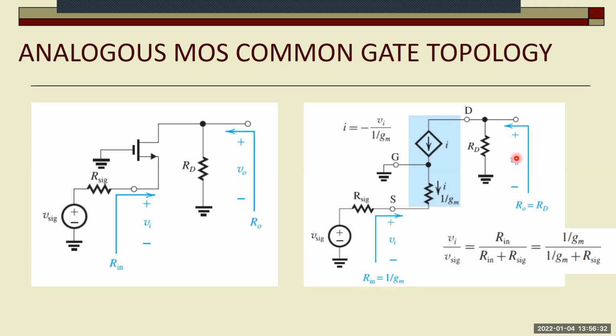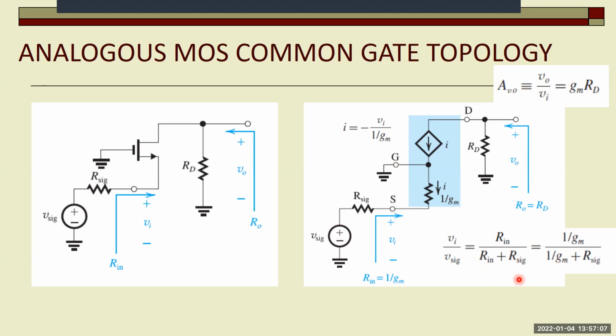What is the signal dividing role of Rin and Rsig? Since the signal is applied between here and there, it's basically Rin divided by Rin plus Rsig, and Rin is 1 over GM, so it's 1 over GM divided by 1 over GM plus Rsig.